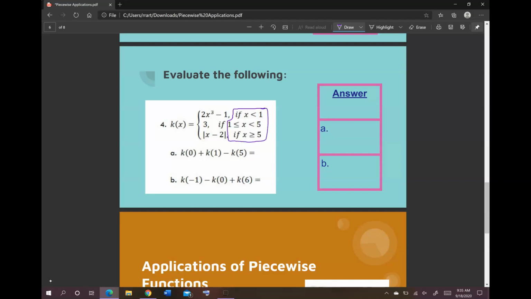Okay, is 0 less than 1? Yes. So I'm going to plug 0 into this function, and I'm going to say 2 times 0 cubed minus 1, which is going to give me negative 1. So now I know k of 0 is negative 1.